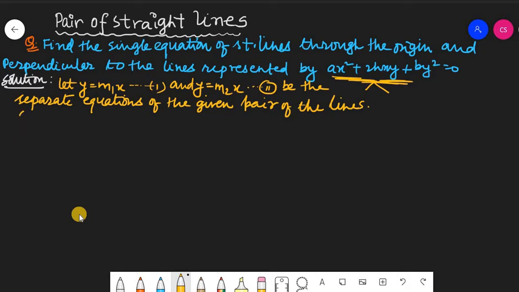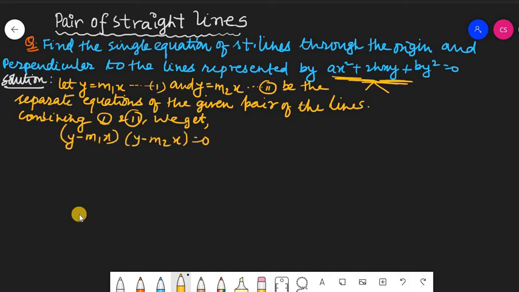Now when we combine these two equations, remember while combining the RHS must be 0. So we bring m1x and m2x to this side. We get (y − m1x)(y − m2x) = 0, and by multiplying and arranging we will get at last m1m2x² − (m1 + m2)xy + y² = 0.